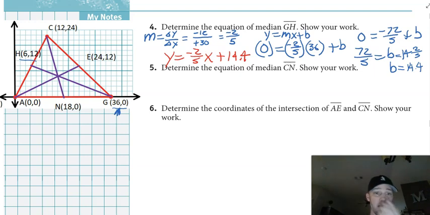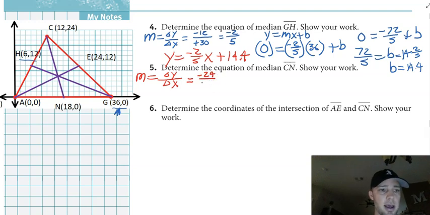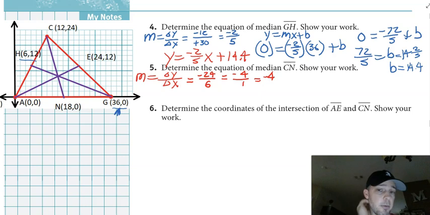All right, same thing for Cn, the equation. First thing I need to do is figure out the slope. So let's go ahead and figure out the slope first. For Cn, changing y from c to n goes down 24. And changing x from 12 to 18 goes up 6. So both of these are divisible by 6. I get negative 4 over 1, or negative 4.